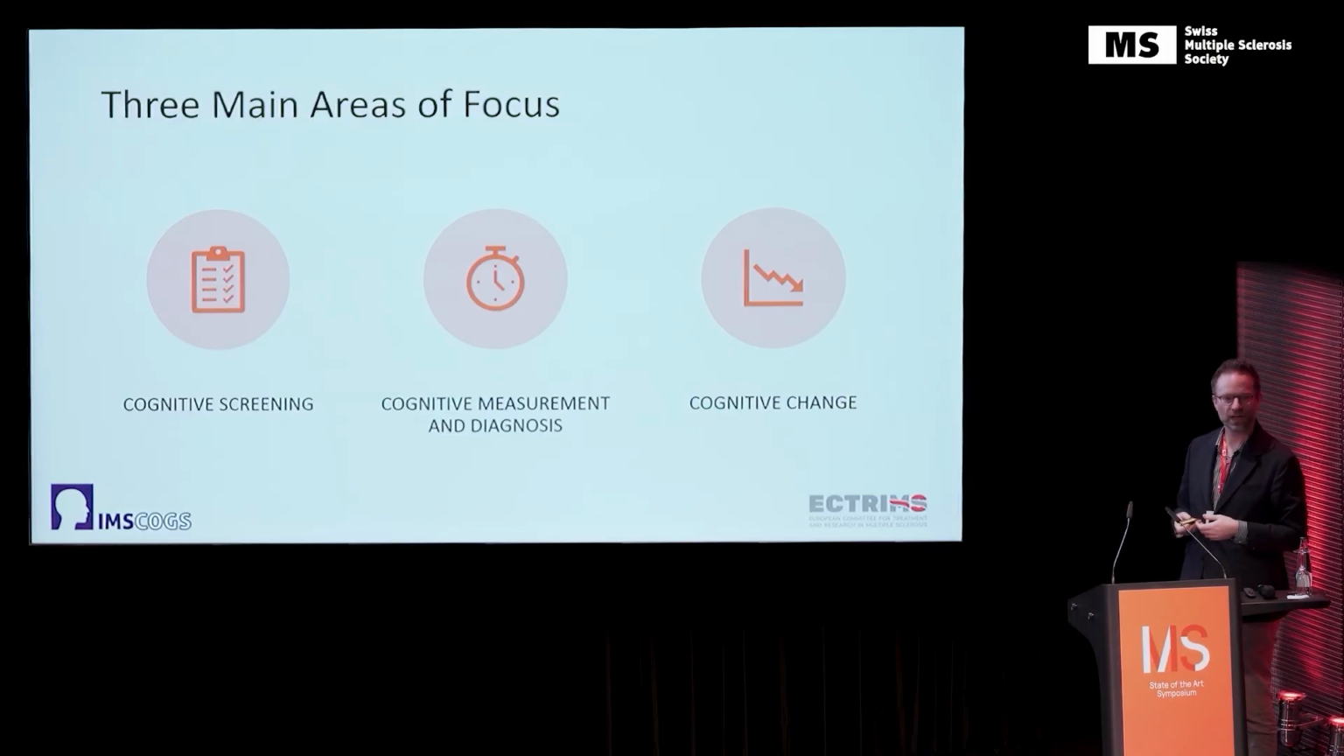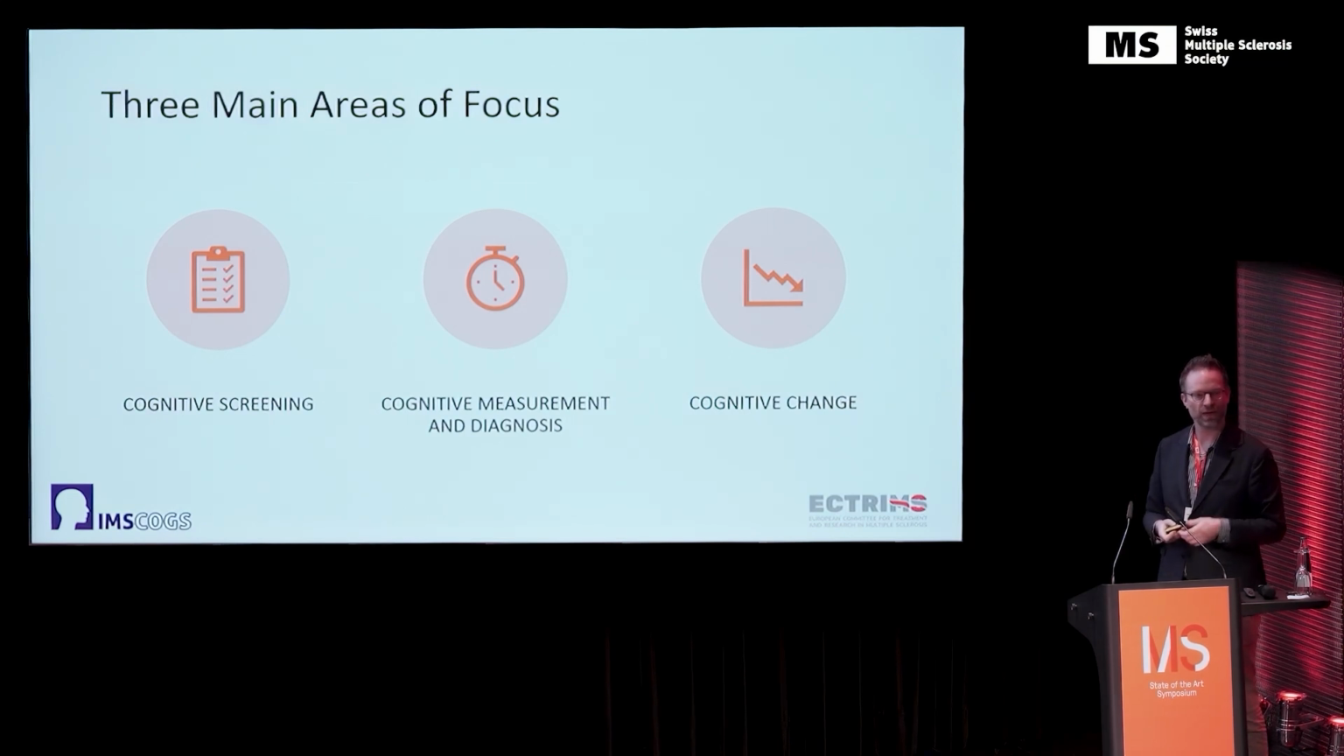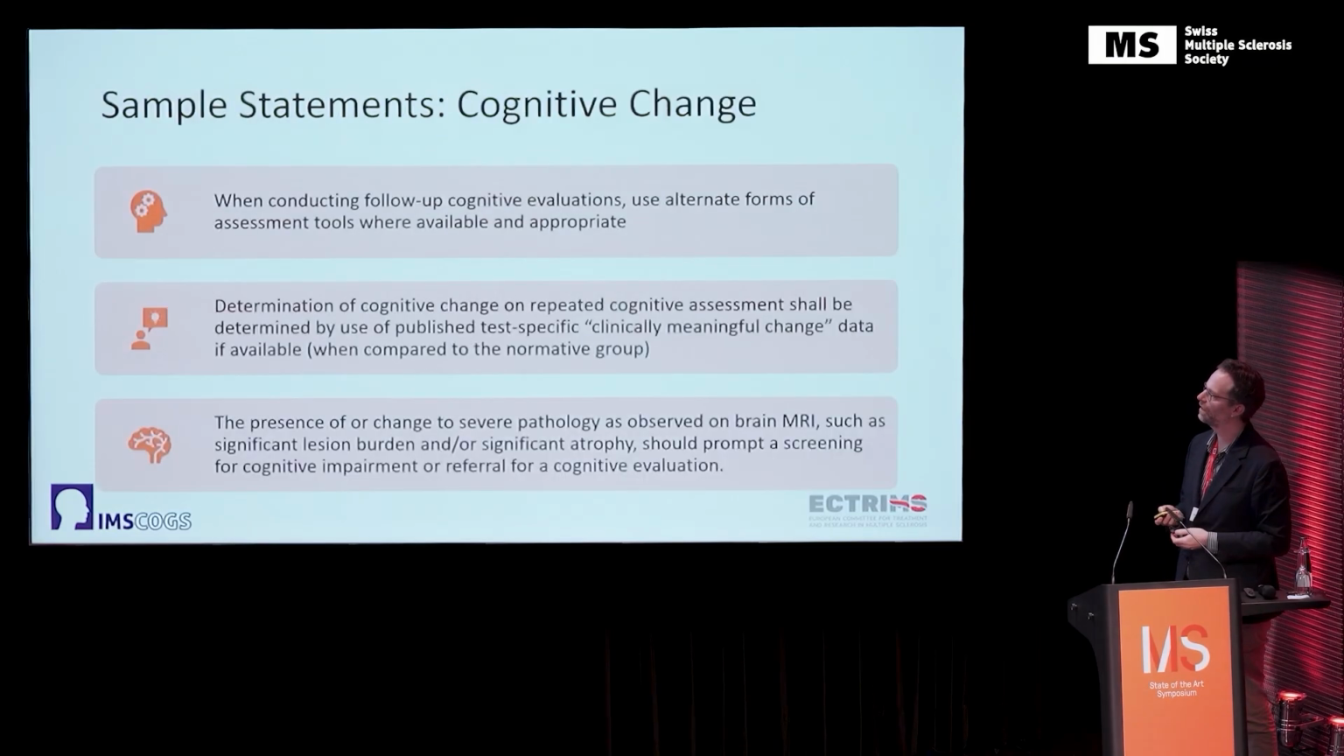Then cognitive measurement and diagnosis. So if you want to really diagnose cognitive impairment, what should we do? And then cognitive change. So after a diagnosis has been made or not, what if you repeat the assessments? What should you look for? What cutoff values? How much should someone decline in order to not have these learning effects or noise effects there?